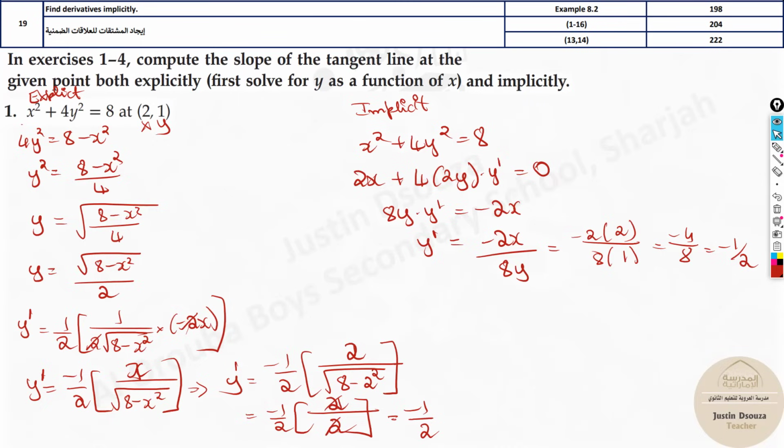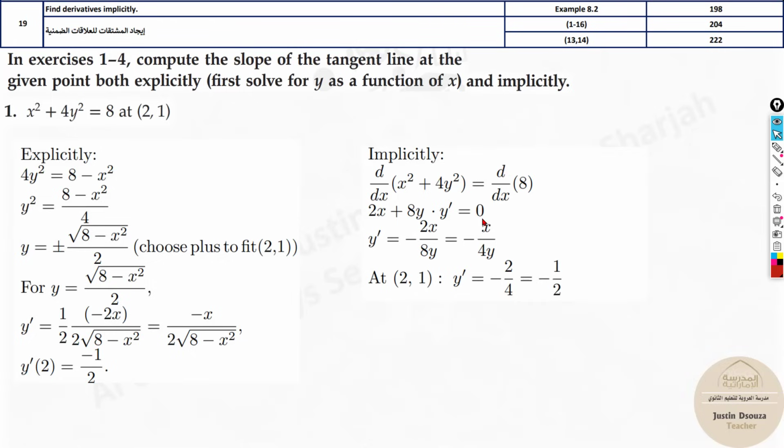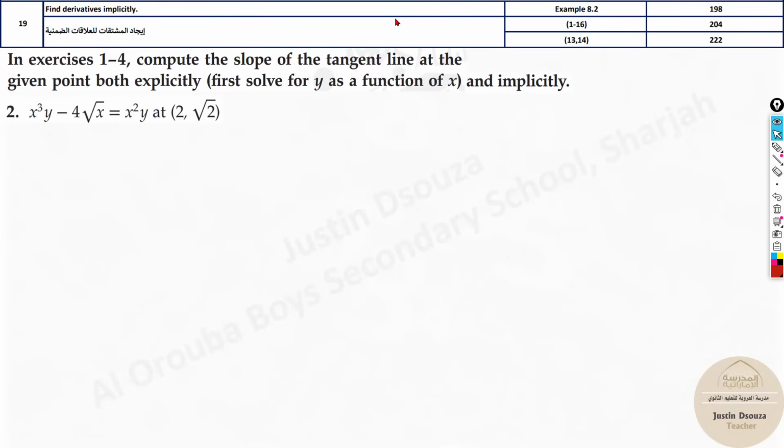Whether you do implicitly or explicitly, it doesn't matter. The answer will be the same. But you can see for explicit, it's such a long procedure, whereas implicit was so simple. That's why whenever you have two terms like this on both the sides, implicit derivative makes your problems very easy. Okay, now you can see that's the answer, negative half on both the sides. We will move on to the next problem.